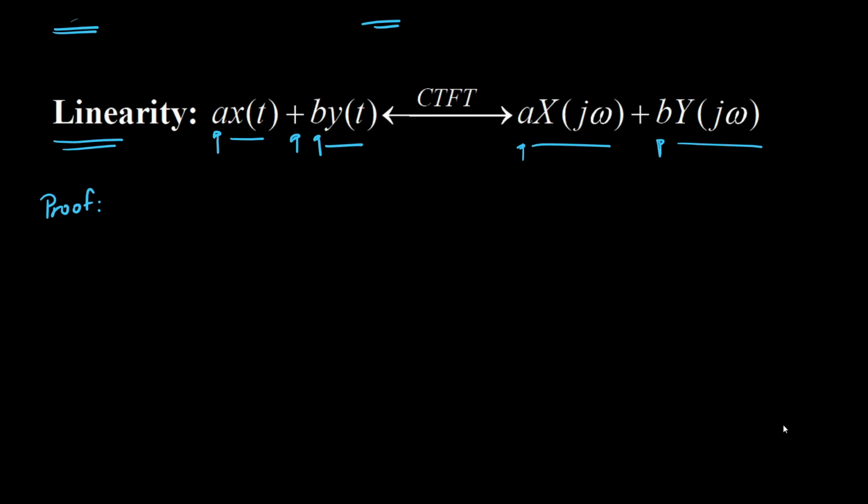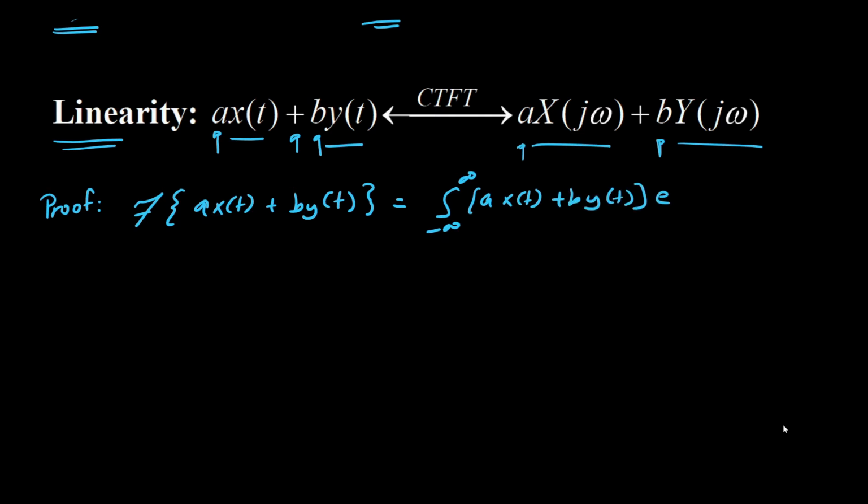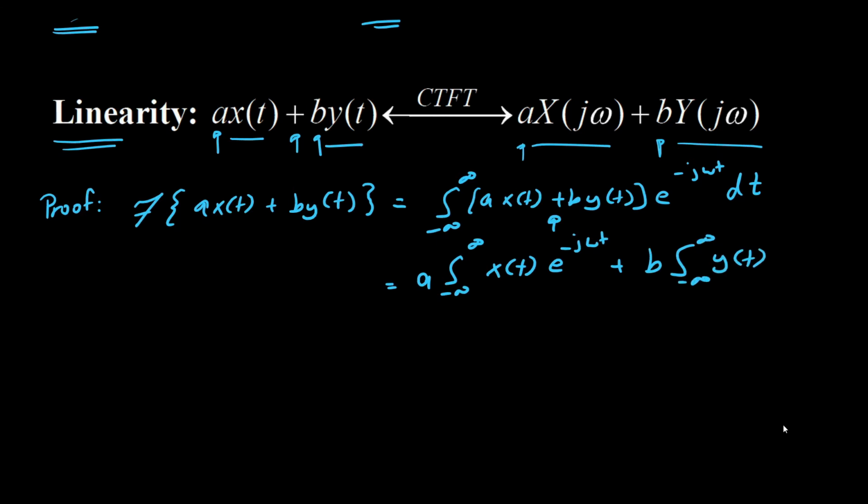So specifically, we are interested in taking the Fourier transform of a x of t plus b y of t. From the definition, we would take the integration, and for that we have a x of t plus b y of t multiplied by exponential minus j omega t dt. And since integration is a linear operator, we can break this summation into two separate integrations. So the first would be a times the integration from minus infinity to infinity of x of t e to the power minus j omega t, plus b times the integration from minus infinity to infinity of y of t e to the power minus j omega t dt. So we have extracted out a and b because they are not dependent on time, that is dt.